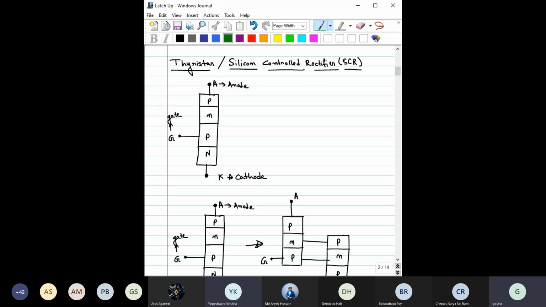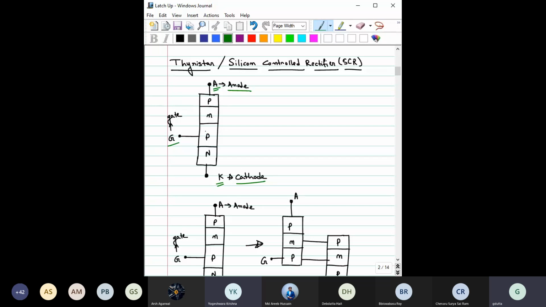This P terminal, the top one, is called A, which stands for anode. This N terminal, which is in the bottom, is called cathode. To represent it in the circuit, we generally give K. K stands for cathode. And we have a gate terminal, which is connected with this P region, right?